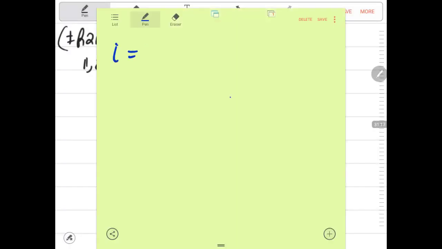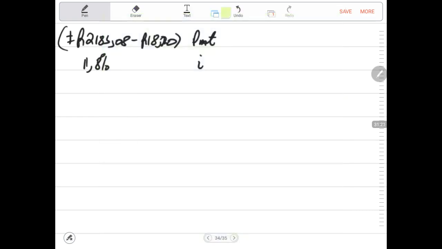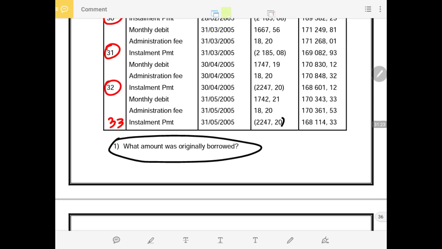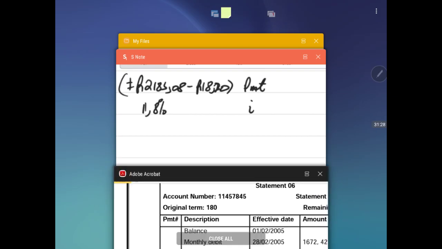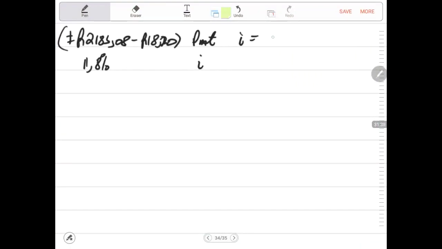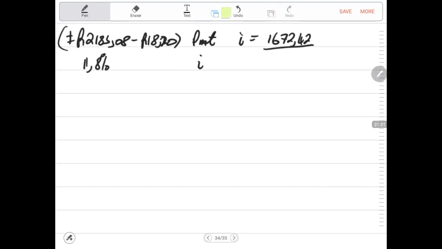Our interest, we said, will be from the interest amount of 1672.42. Interest is equal to 1672.42 divided by the balance of 170,076.71, if I'm not mistaken.